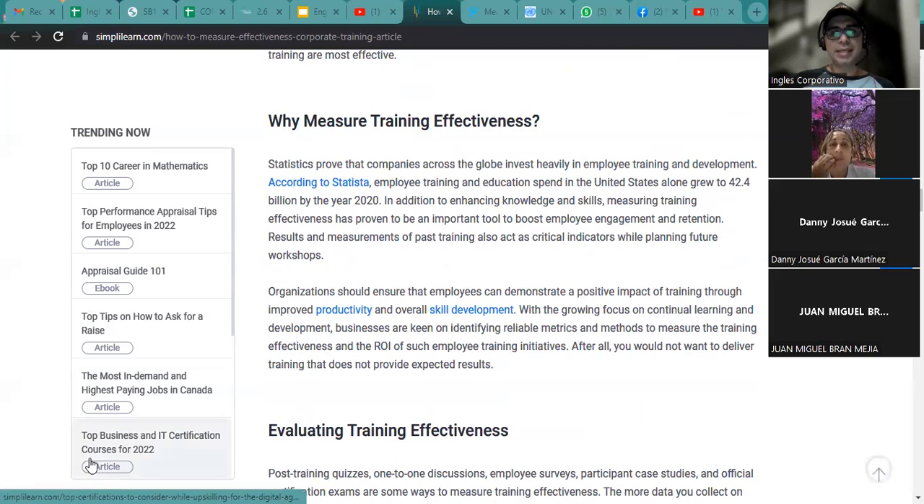So the next one says, why measure training effectiveness? So Danny, could you please help us with this? Yeah, sure. Why measure training effectiveness?